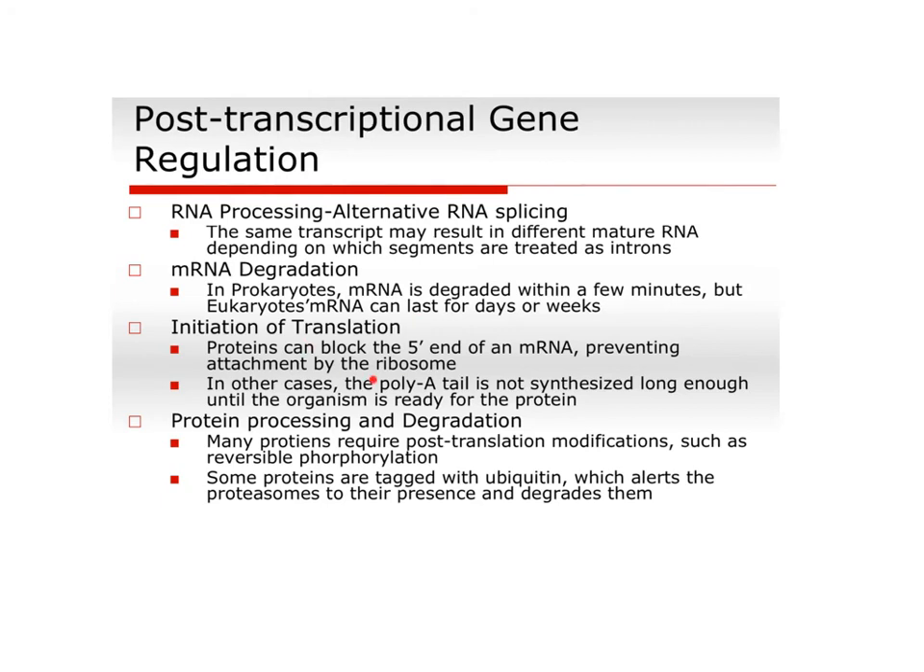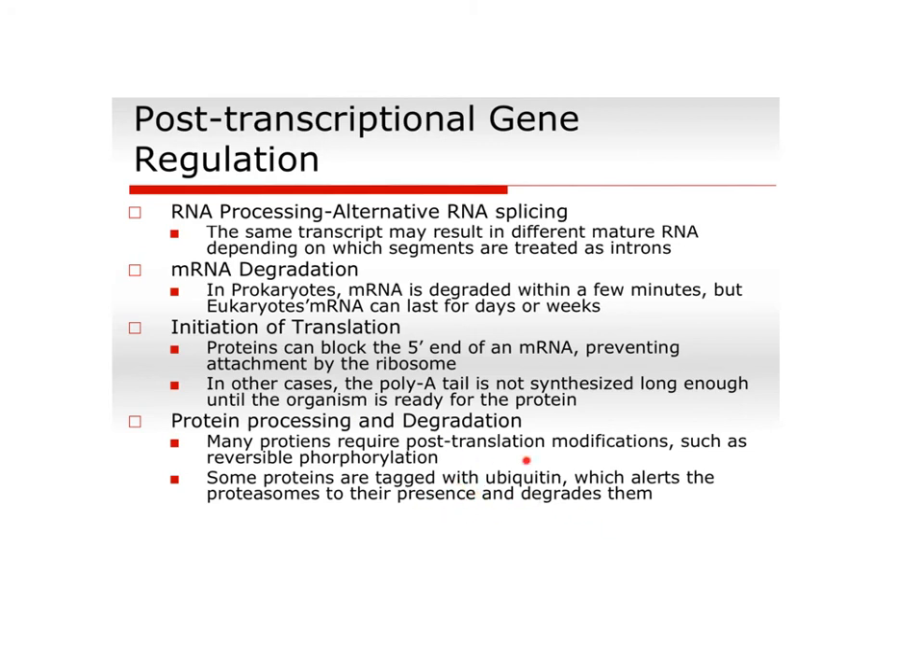There's also initiating translation. You can block the 5' end of the mRNA, so you can actually synthesize a protein that would block it, which means now the mRNA can't attach to the ribosome until we take that particular protein off. Sometimes when translation happens, the poly A tail is not long enough, and so you've got the RNA waiting, it's ready to go, but then it needs more adenines attached to it before it's long enough for protein synthesis. And then also there's protein processing and also protein degradation that happens.